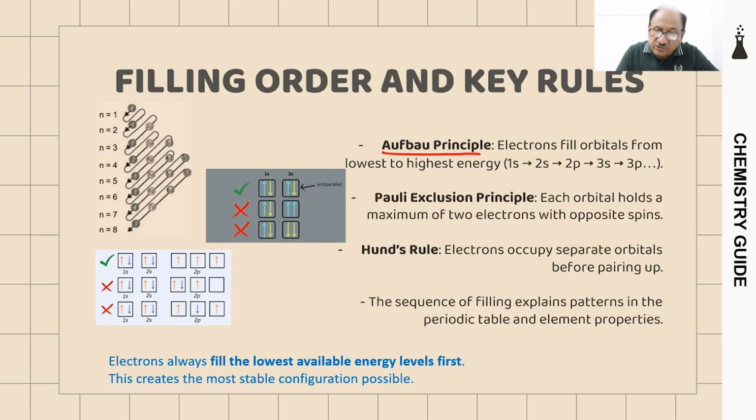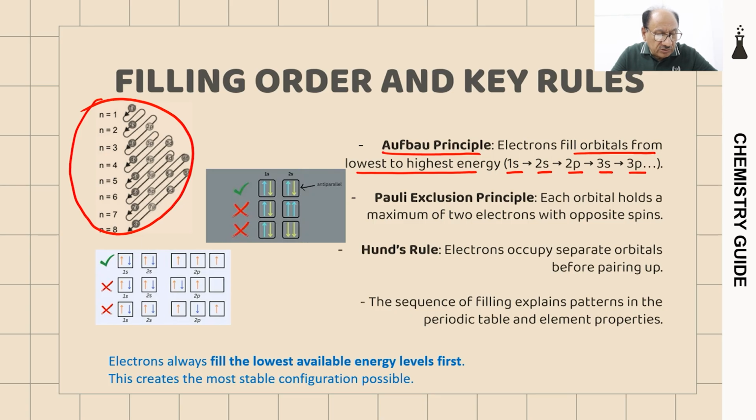One is the Aufbau principle. Electrons fill orbitals from lowest to highest energy: 1s, 2s, 2p, 3s, 3p, and this is the diagram I provided. This is the structure they follow. So 1s, then 2s, 2p, 3s, 3p, 4s, then 3d, 4p, 5s, 4d, 5p.